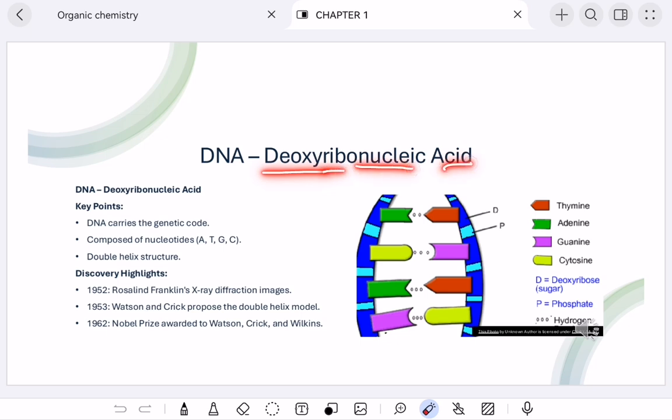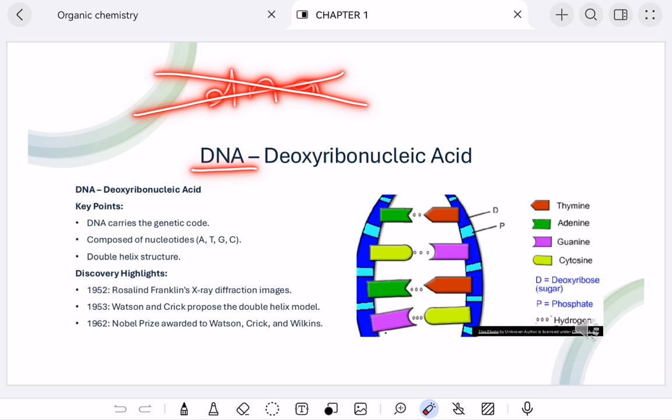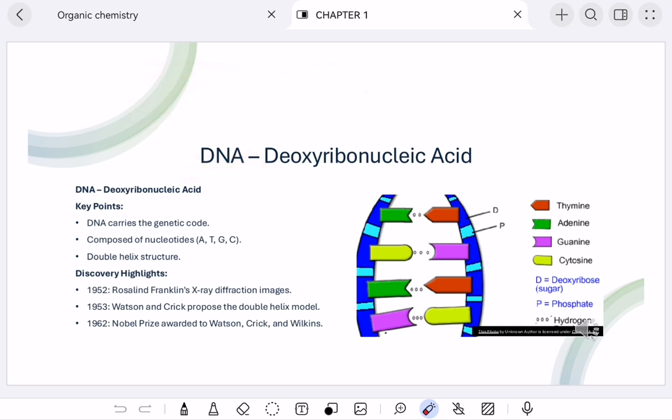deoxyribonucleic acid, DNA. If you notice, DNA is always written in capital letters, not in small letters. So if you write DNA in small letters, even if the answer is correct, you are wrong. If you remember on the previous slide, I said that DNA is a what?